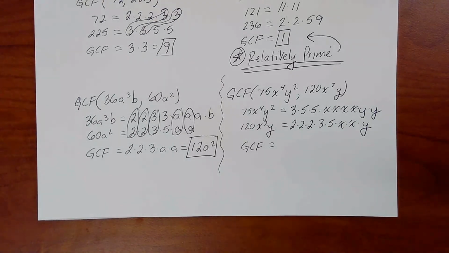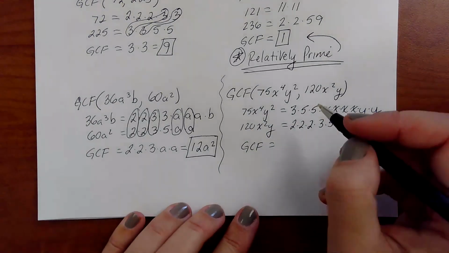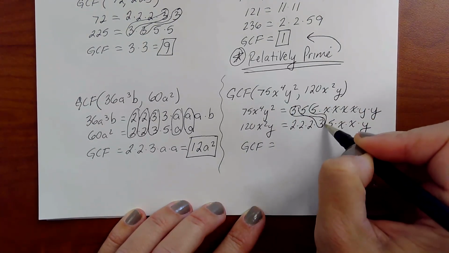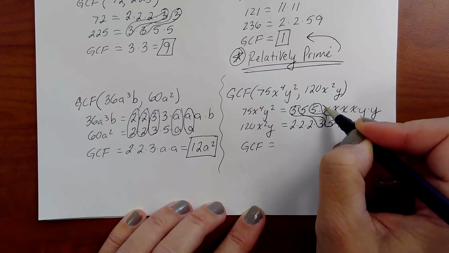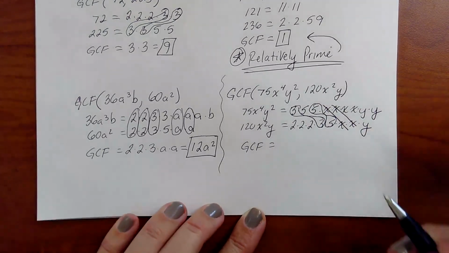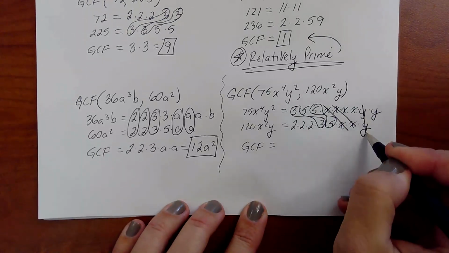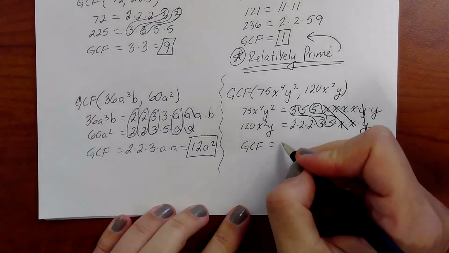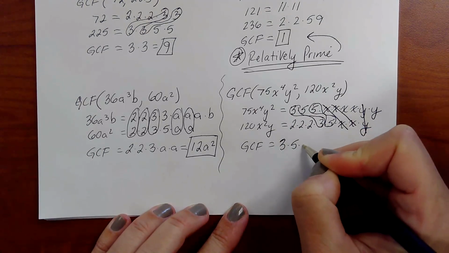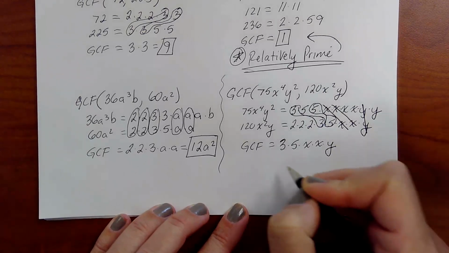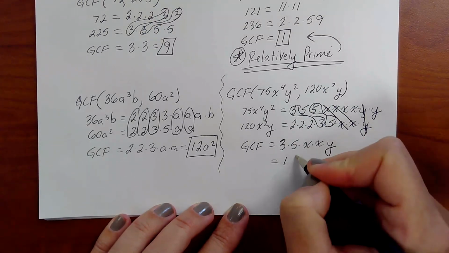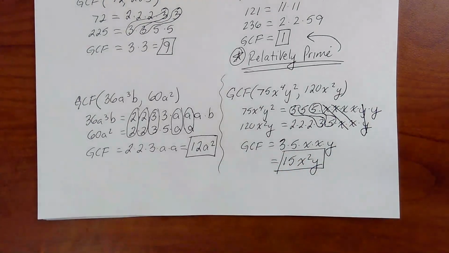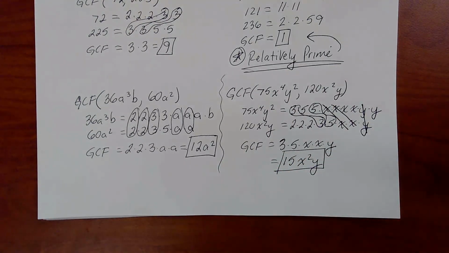Woo! All right, it's got a 3. Got a 5. Sometimes people put lines, an x and an x. I don't know if that's, ooh, and a y. If you like doing the line instead of a circle, I'm fine with that. All right, so we've got 3 times 5 times x times x times y. What is that? That is 15 x squared y. There we go. All right, good job, everybody.